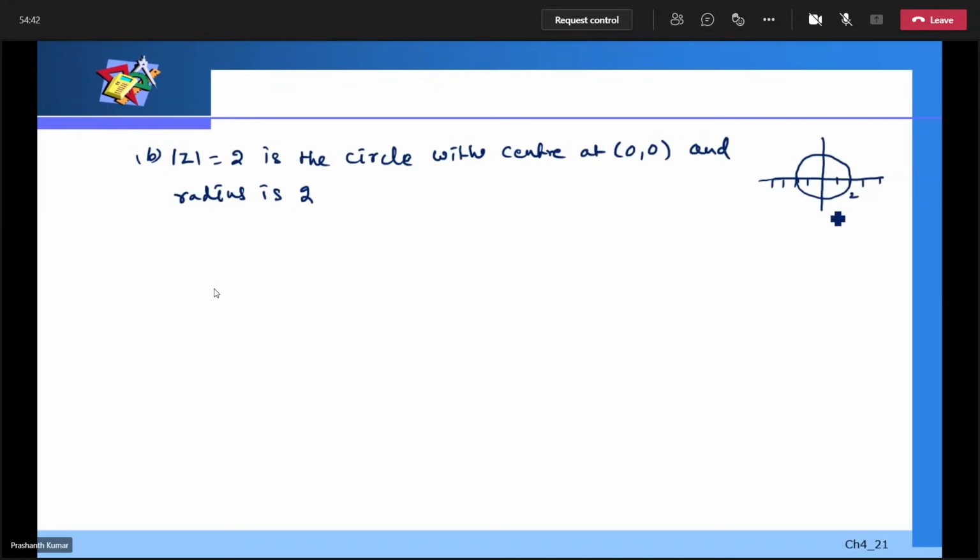So this is 2. The radius is equal to 2, but our point z0 equal to 3 lies outside the circle mod z equal to 2.